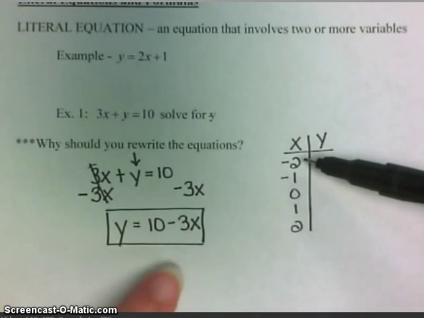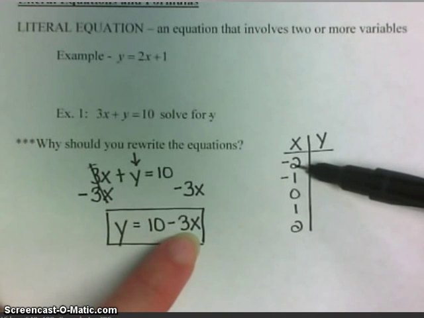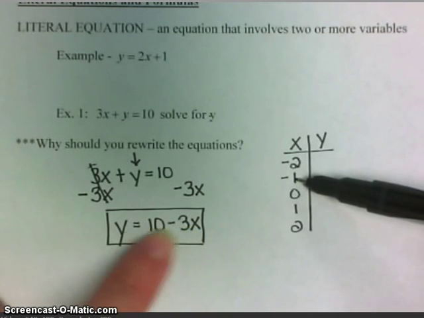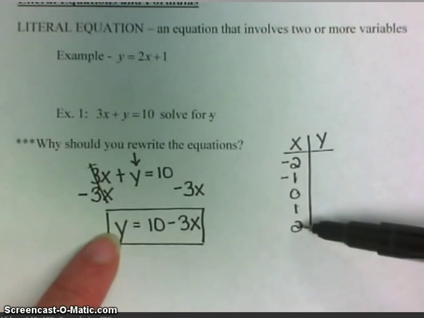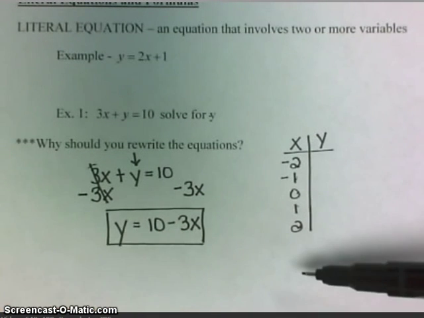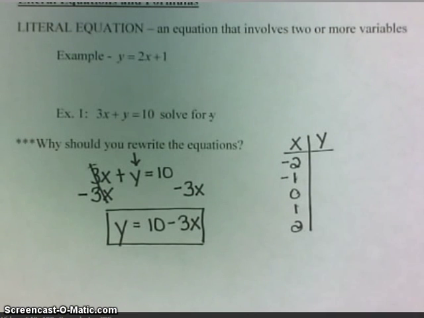So now if I wanted you to do this, I could have you plug -2 in for x and simplify. Plug -1 in for x and simplify. So rather than solving for y 5 times, I solved it once. And now I can just use order of operations or even my calculator and get my answers much more quickly. All right, so those are your literal equations.